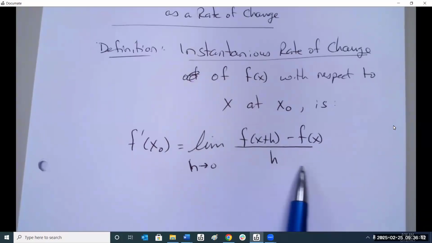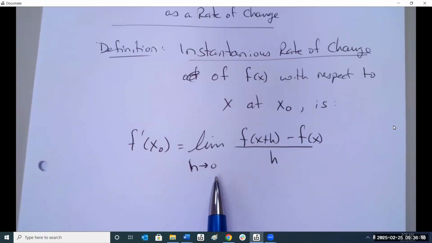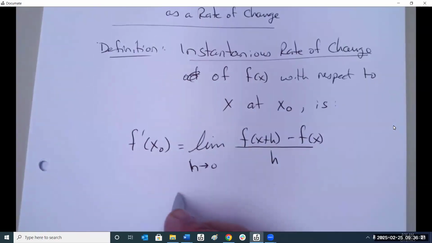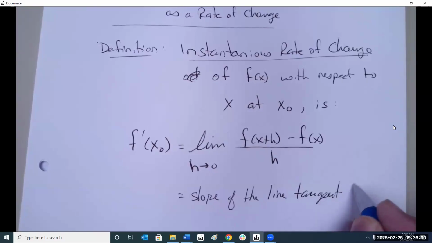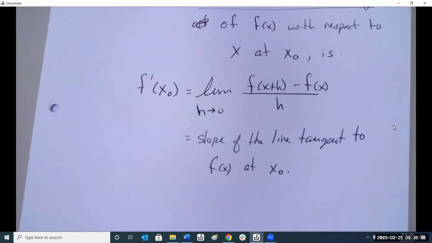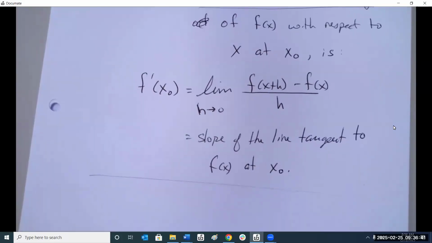Does this look familiar? Yeah, it's a difference quotient. As h goes to 0, it becomes a single point. It tells us the slope of the line tangent to f of x at x sub 0. So that's what the first derivative is all about.